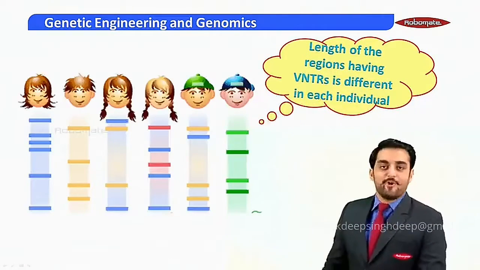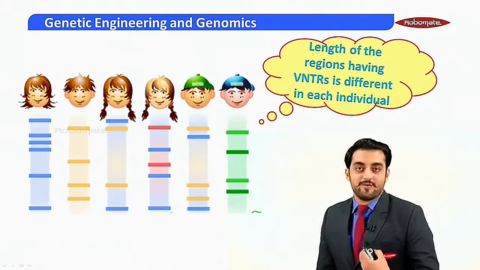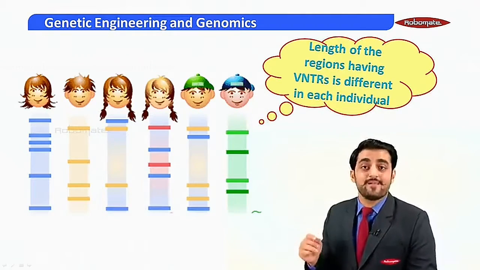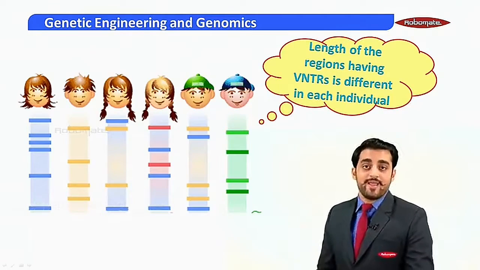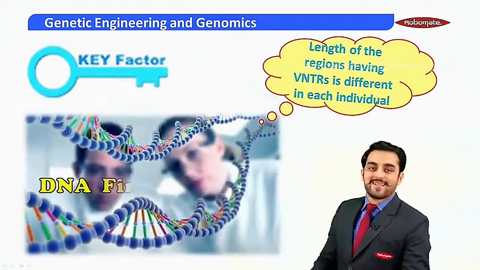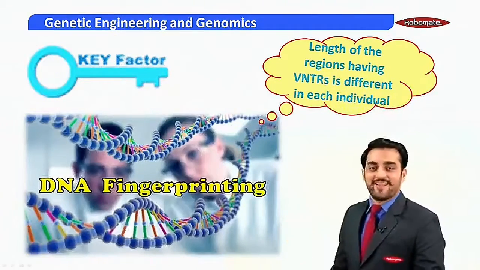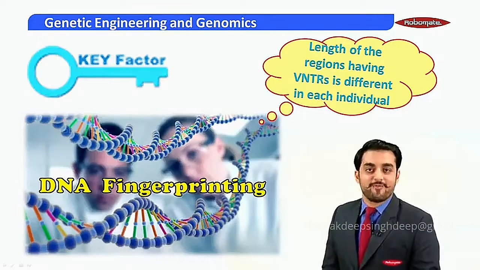As the length of VNTR is different among individuals, which is making us unique, it helps us in a very interesting technique, which is DNA fingerprinting. That means VNTR acts as a key factor in DNA fingerprinting. And we'll soon be discussing how this technique works and what it is all about.